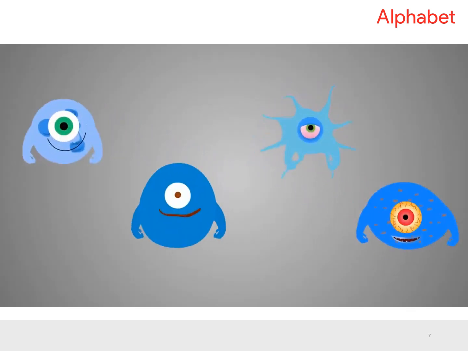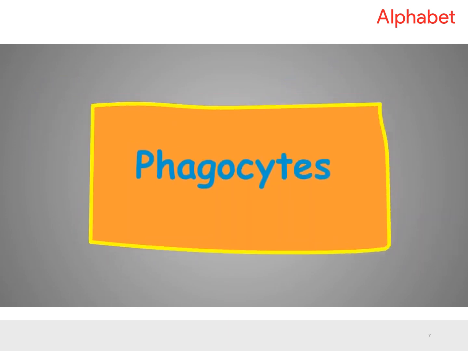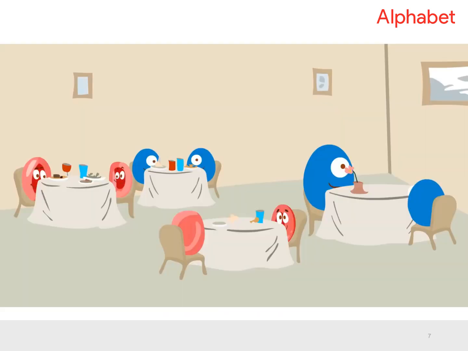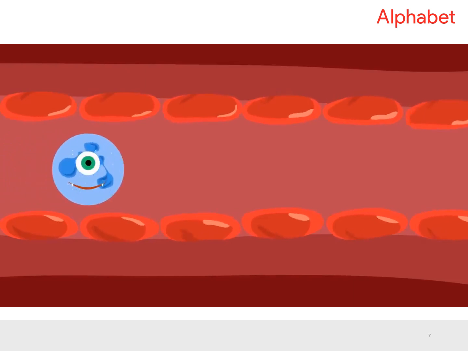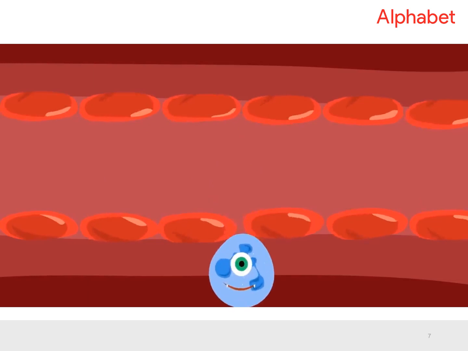Our leukocytes come in many types. Those that belong to the innate system are the phagocytes. These cells can either patrol your body, like the neutrophils, or they can stay in certain places and wait for their cue. Neutrophils are the most abundant cells. They patrol the body and can therefore get to a breach site very quickly.